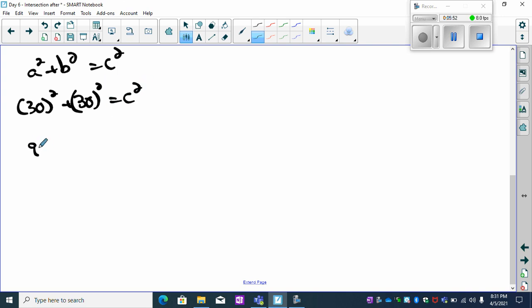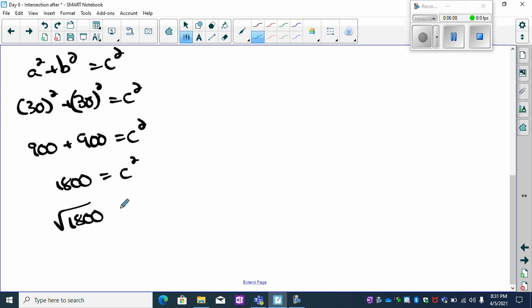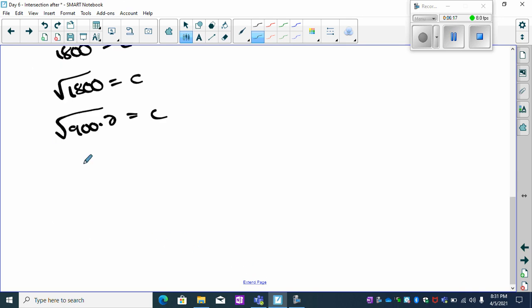And that'll give me 900 plus 900 equals C squared, or 1800 equals C squared. And that would give me, take the square root of 1800. That would look like this, 900 times 2. C, I'll just leave it as a radical for now, pull that out. 30 root 2, that's my C value.